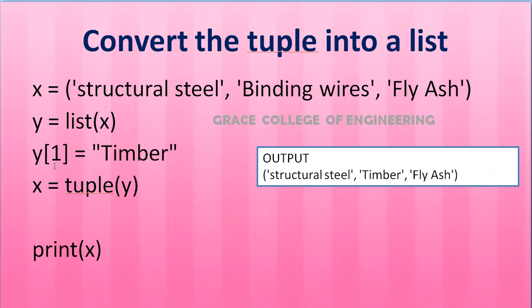Then after that, this y will be converted to a tuple. The list will be converted to a tuple. So tuple of y will be stored in the x variable, then print x. We will get the output: structural steel, timber, fly ash.